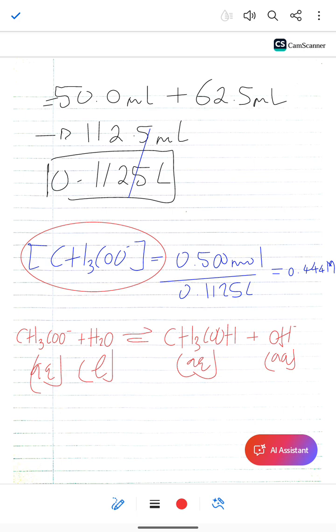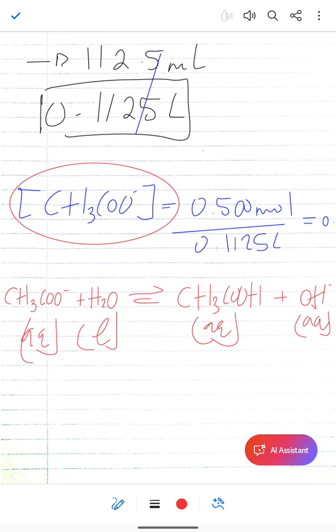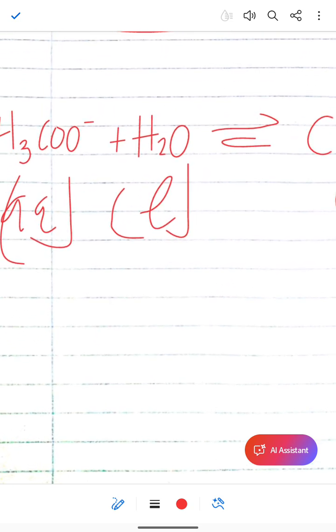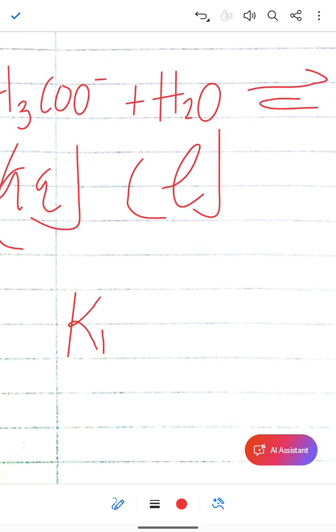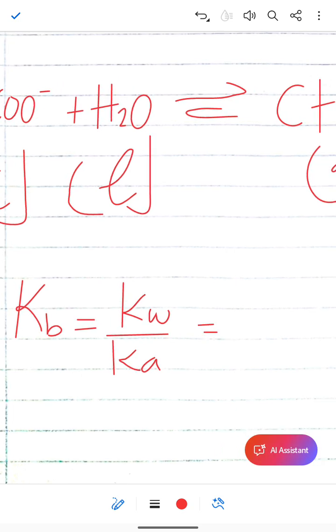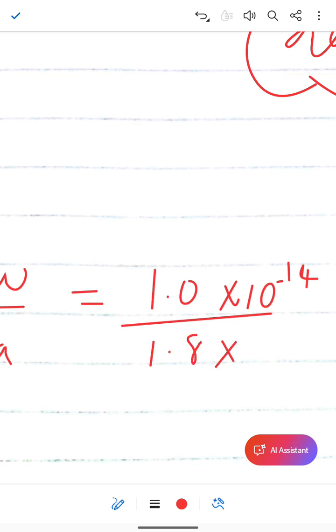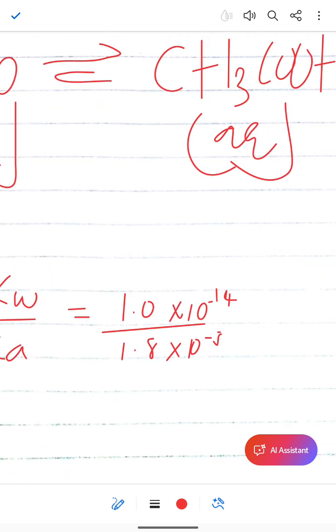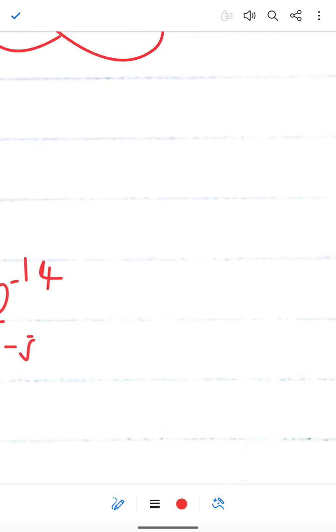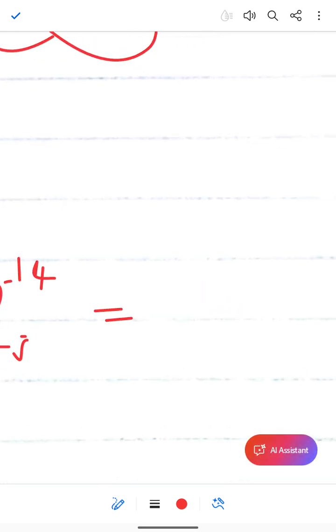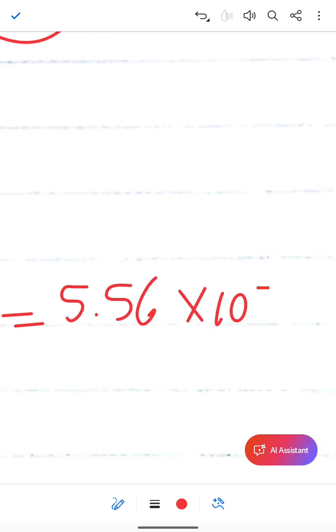So now we know that if this hydrolyzes in water, we can simply write and conclude that Kb is equal to Kw over Ka, right? And we know Kw is simply 1.0 times 10 to the power negative 14 over Ka. We're given Ka as 1.8 times 10 to the power negative 5, and this will give you 5.56 times 10 to the power negative 10.